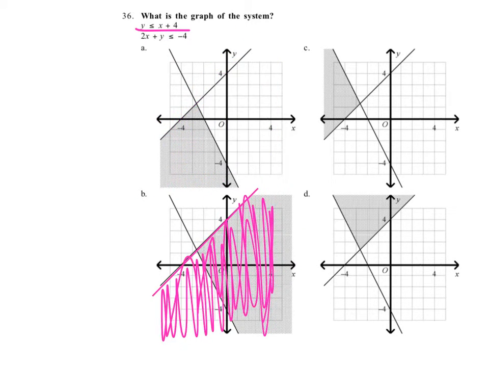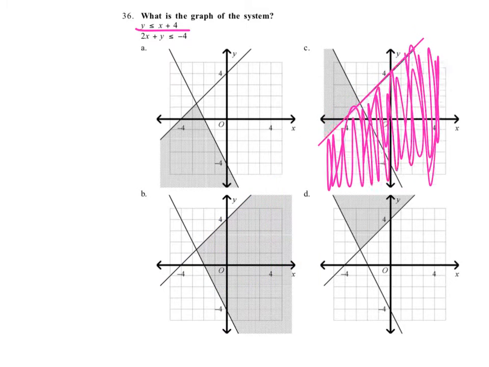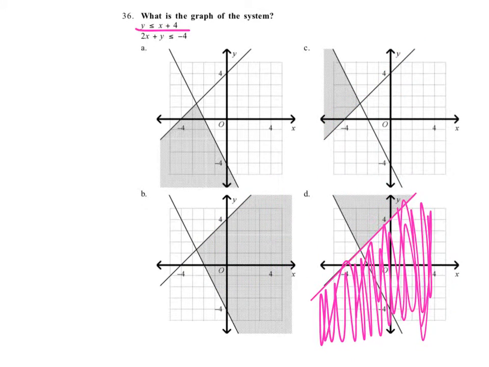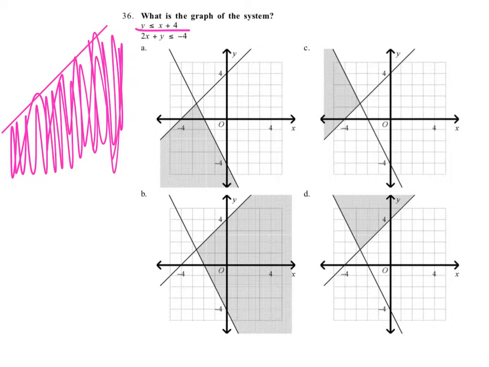That's shaded on the correct side. Could be B, shaded on the correct side. C is not shaded on the correct side, and neither is D. Okay? So we're going to eliminate those two as possibilities. I'm just going to cross them out.